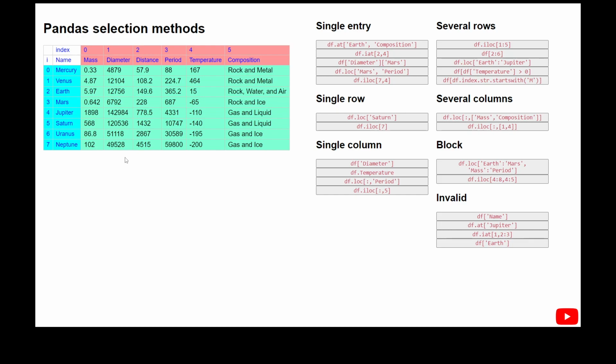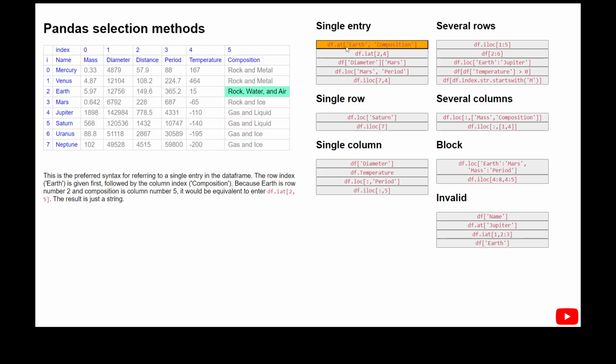Okay, so now suppose we want to refer to a single entry in this table. Like this, we can have df.at Earth composition. The first index here tells us the row. This Earth thing refers to the index column, which is the names of the planets, and then the second entry here, composition, refers to the column name. This list here is the index, and this list across here is called the columns. So the index is Earth, the column is composition, and the value is rock, water, and air. So that's df.at.